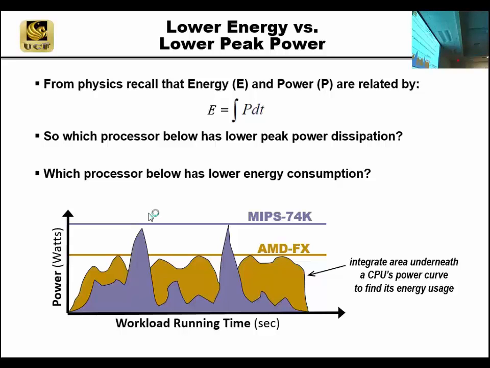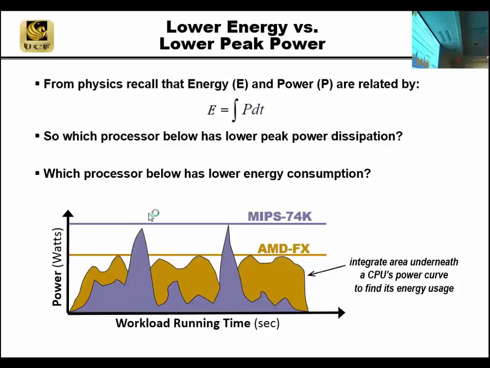So which processor below has a lower energy consumption? What do you think? Yeah, and why? You're right. Yes. Yes, why? It is the integral. So the integral is the area under the curve. So if I look here, even though this has a higher power dissipation, in this case peak power, I see the peaks of this graph are higher. I need a bigger cooling capability, a bigger heat sink on the MIPS.